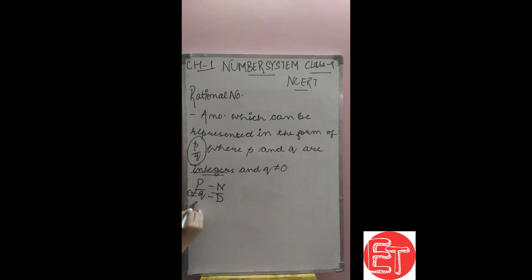Let's take an example. If I talk about 1 by 2, this 1 by 2 has its p and q. Here is p and here is q. So we can say that 1 by 2 is a rational number. If I talk about 1 by 0, then I cannot say that it is a rational number, as q is equal to 0. But I want q to be not equal to 0, so I can write 0 by 1. So 0 by 1 is a rational number. p can be 0 but q cannot be 0. So let's move on to the exercise questions.